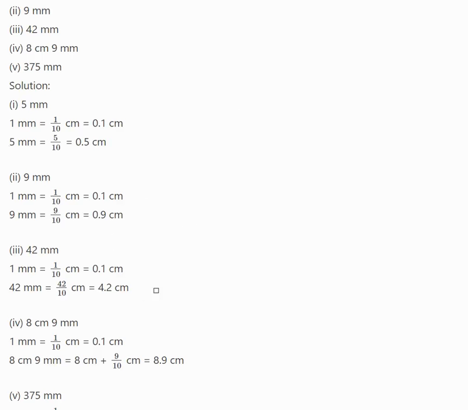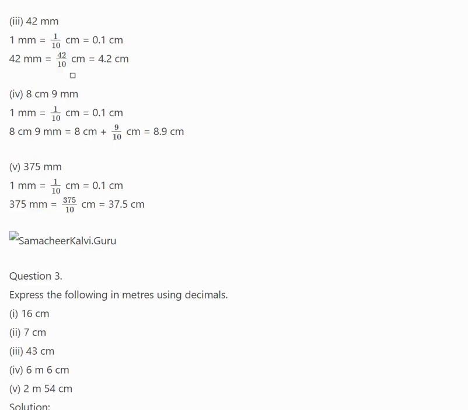42 millimeter. Listen. 1 millimeter is 1 by 10 centimeter. That is, 42 millimeter equal to 42 by 10 centimeter. Denominator 10, so after a digit we have to keep a decimal. That means 4.2 centimeter. Next, 8 centimeter, 9 millimeter. So 8 centimeter, we have to consider this 8 as a whole number, right? So 8 point, we have to convert this millimeter alone as a centimeter. So 9 divided by 10. So 8.9 centimeter.